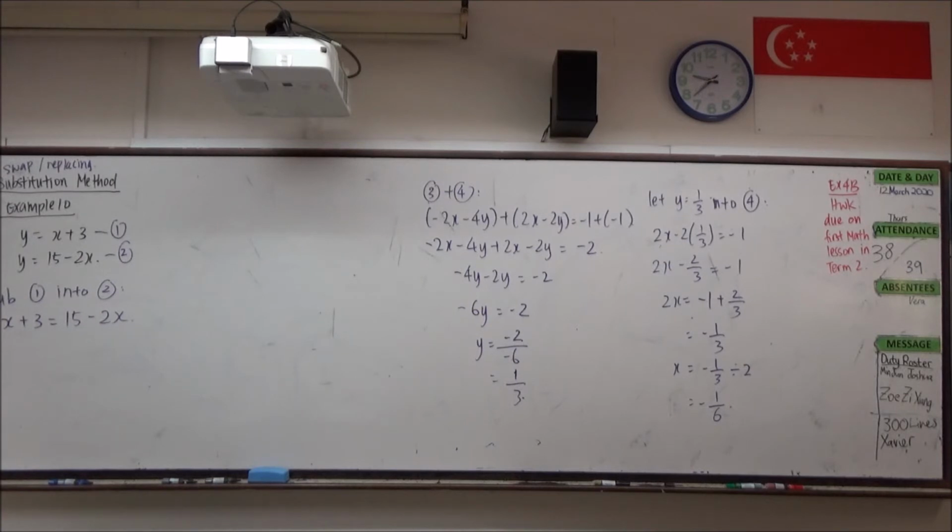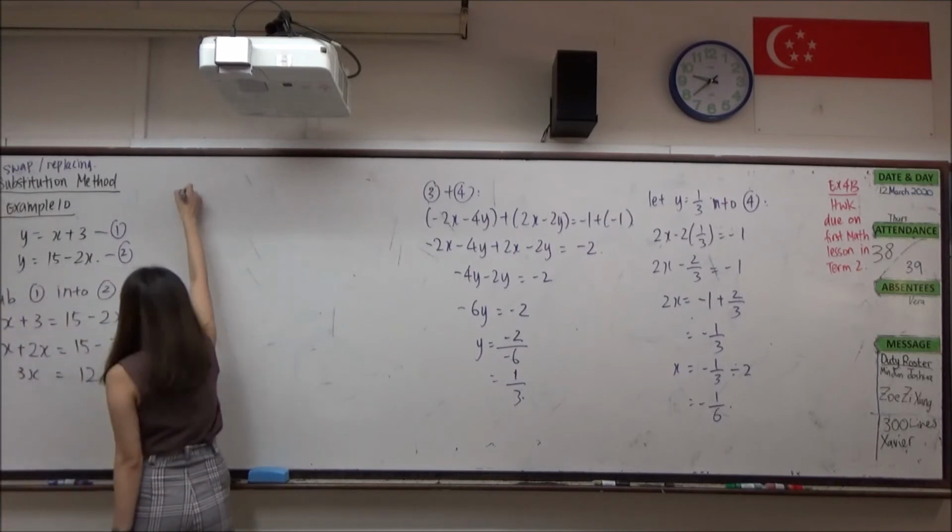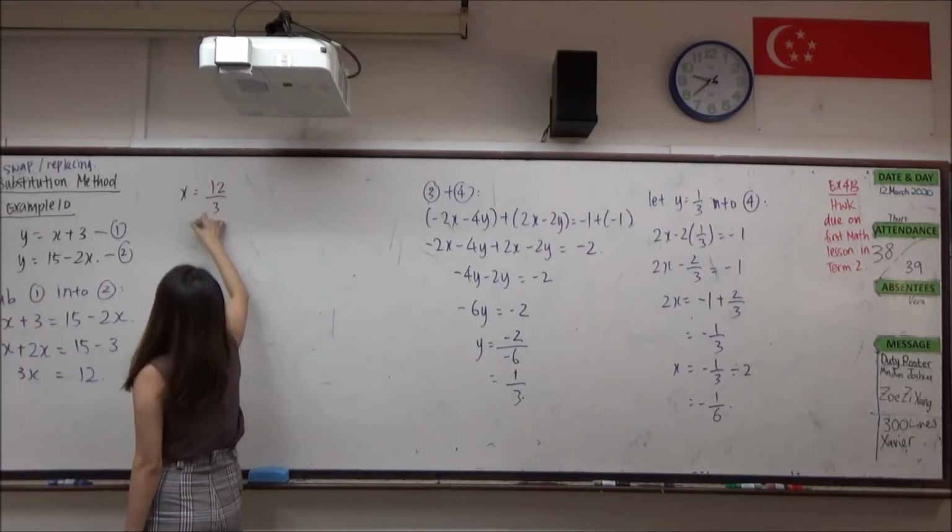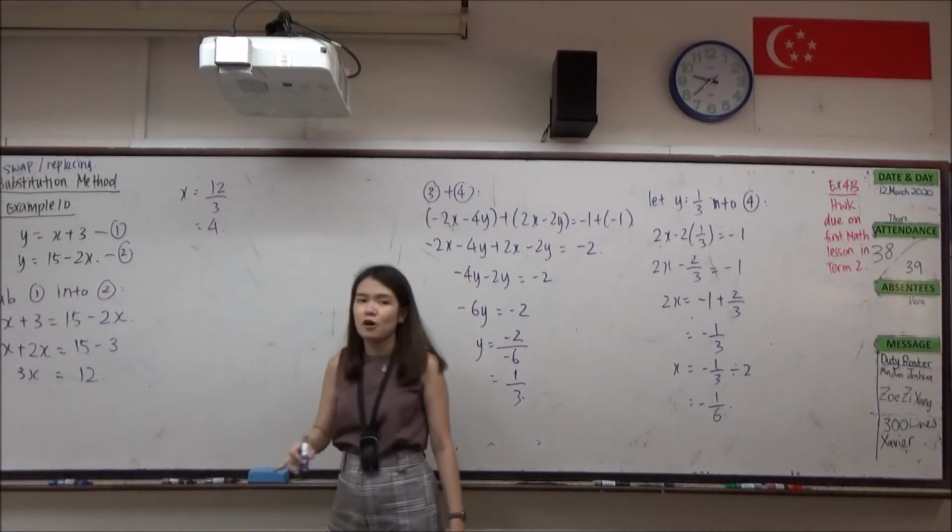Alright? Then now we want to solve for x, because we are only left with x already. So we shift the ones with x to the left. Those without x, I put to the right. So I will get 3x equals 12. And x eventually becomes 4.